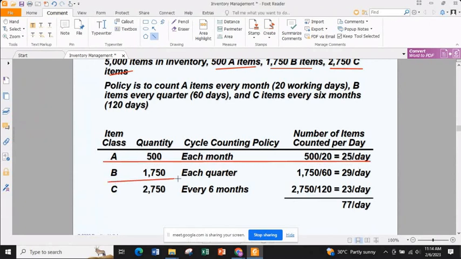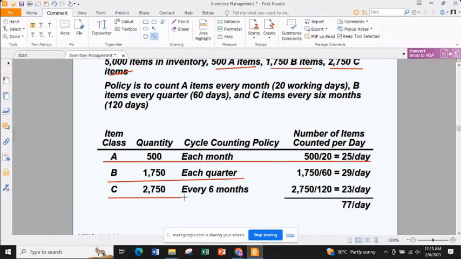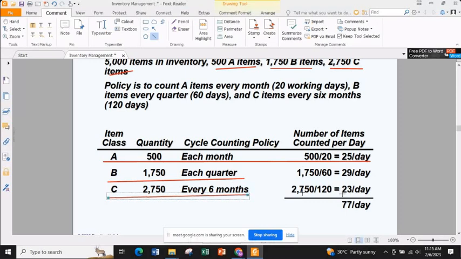Item class B, 1,750, you require a quarter. That means every 3 months. And C is non-important, non-critical, but still needs to be counted. So you count every 6 months. So what's the comparison? Almost the same. See? 25, 29, 33, by changing your cycle counting policy.